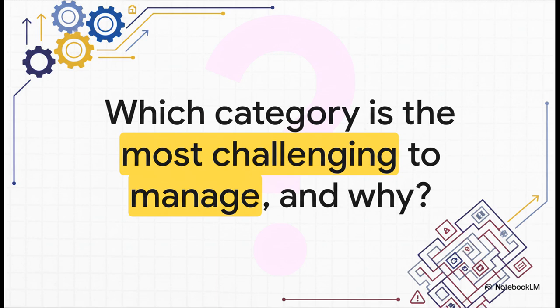So now that you understand the framework, here's a question for you to chew on. Which category of items do you think is the most challenging to manage, and why? Is it the high-stakes strategic stuff or those sneaky bottleneck items?